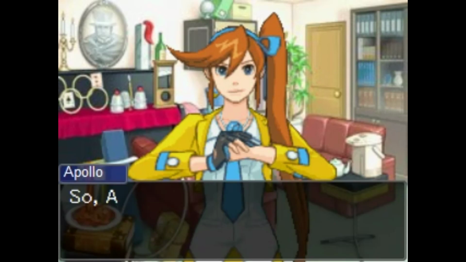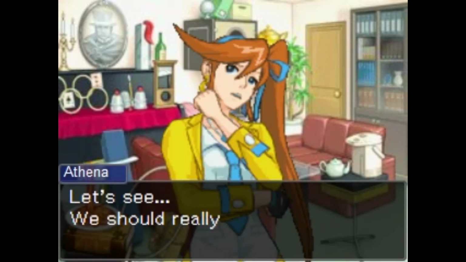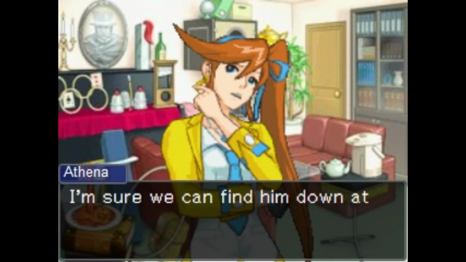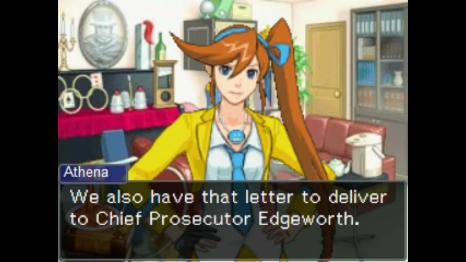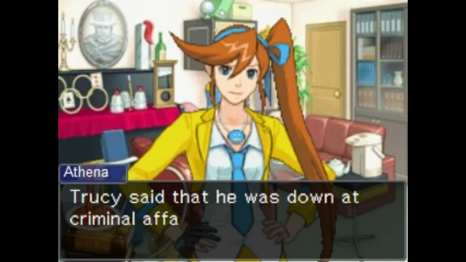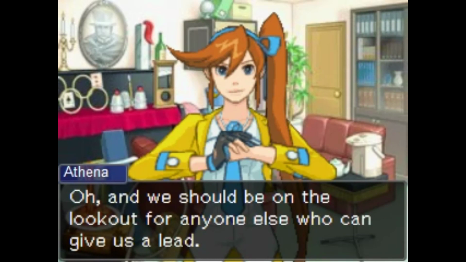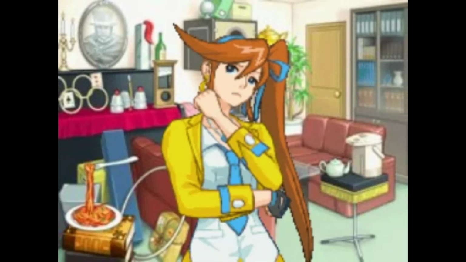So, Athena, what's on our to-do list? Let's see, we should really try and straighten things out with Mr. Tull. We can find out about that at the detention center. We also had that letter delivered to Chief Prosecutor Edgeworth. Trucy said that he was down at Criminal Affairs at the moment. We should be on the lookout for anyone else who can give us a lead. Can I write this stuff down for you? Sure.